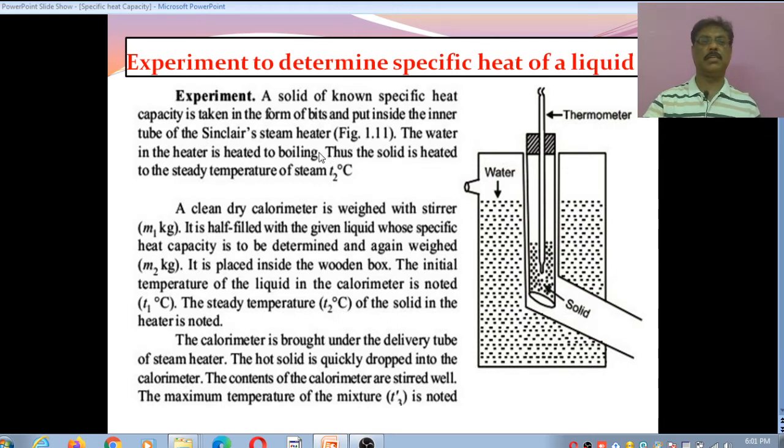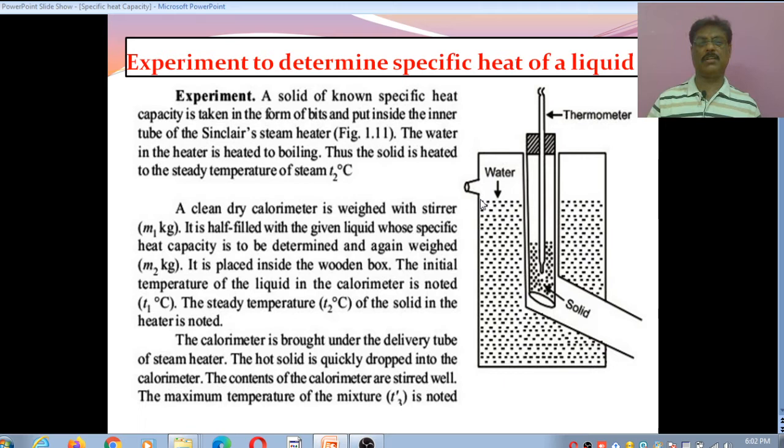And the water is heated to boiling. You are heating the water to a high temperature. Now the water begins to boil at a higher temperature. When the water boils, there is a flow of steam. The steam flows through the inner tube. Now the temperature of the liquid, or the water, and the thermometer rises.